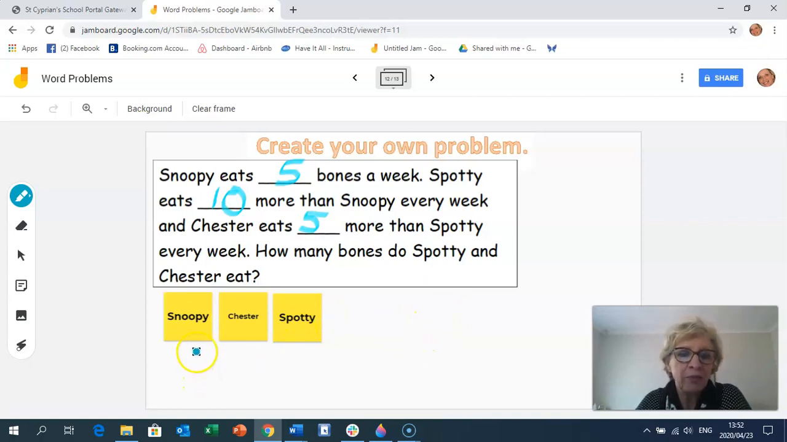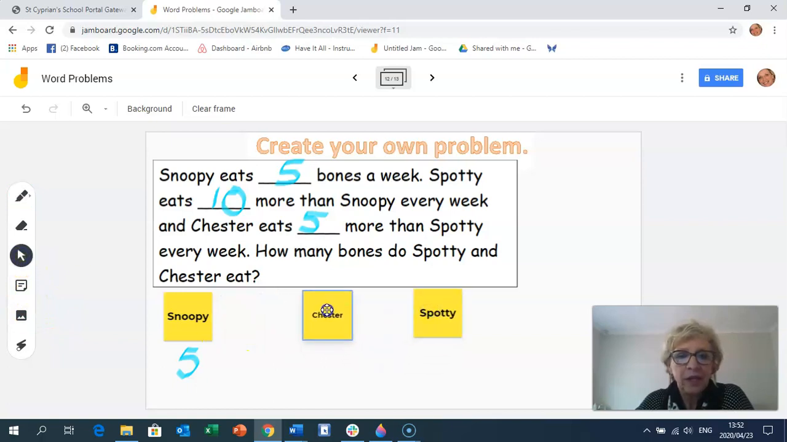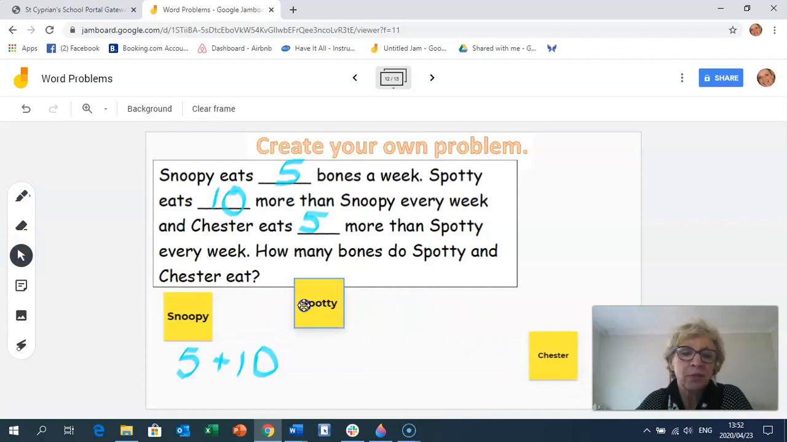All right, so here we know that Snoopy eats 5 bones. And we know that Spotty eats 10 more than Snoopy. It's a greedy little dog, that one. Let me start that again, guys. Let me just put these in the right spot. Right, let's do it again.